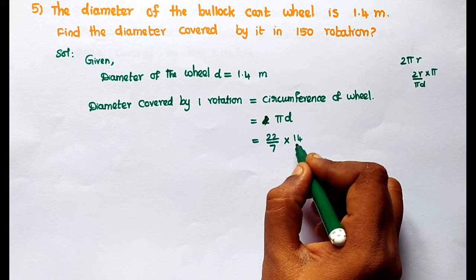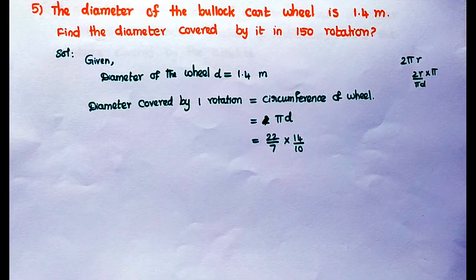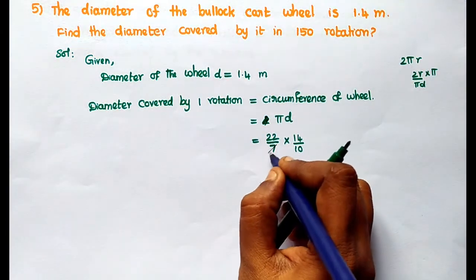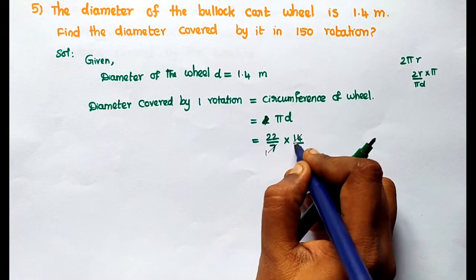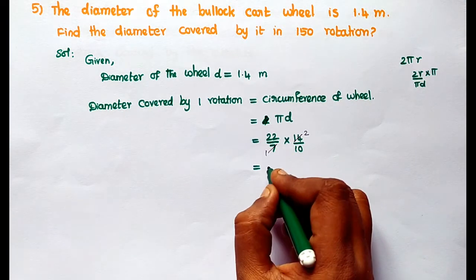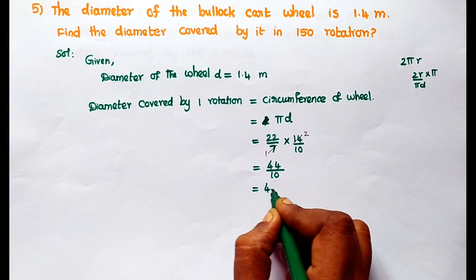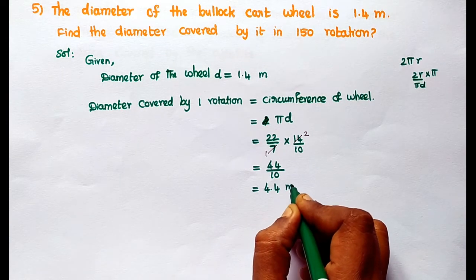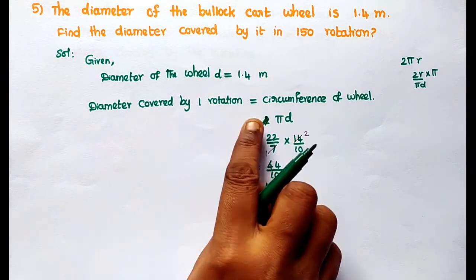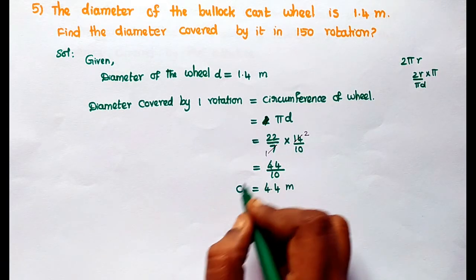I write like this, 14 by 10. Now cancel this number. 1 7 is 7, 2 7s are 14. What's the remaining number? 44 by 10, that is equal to 4.4 meter. That is one rotation. Circumference.